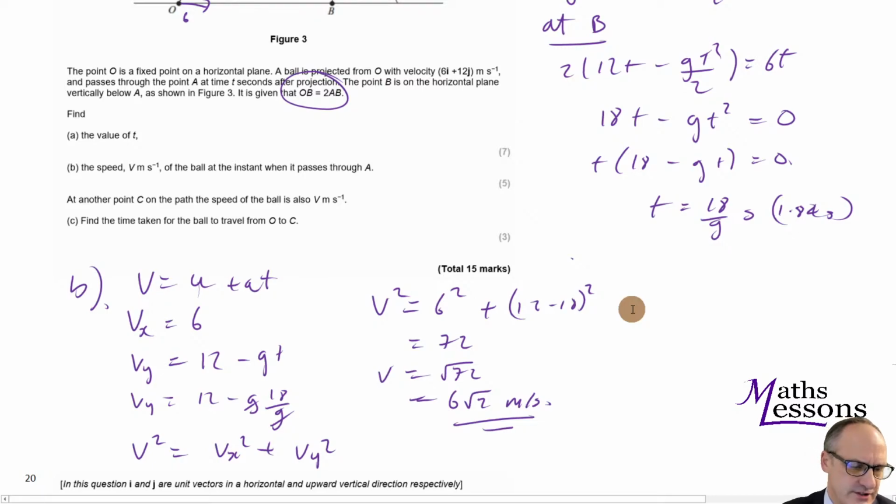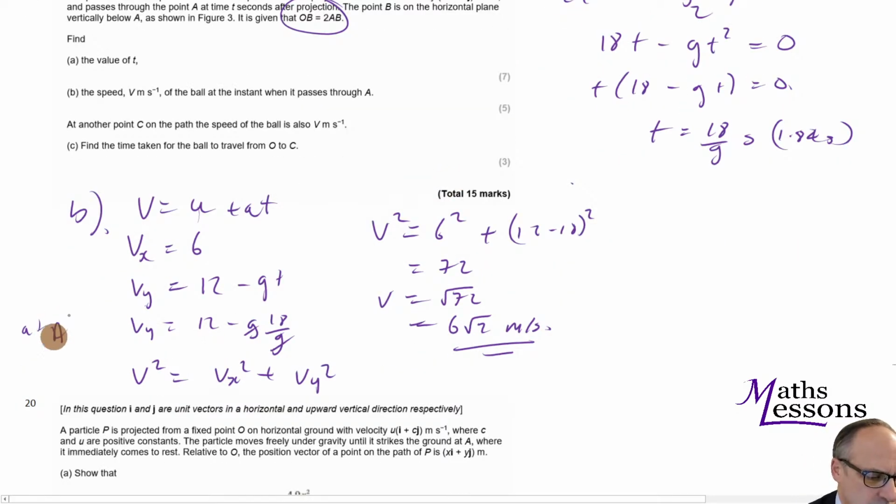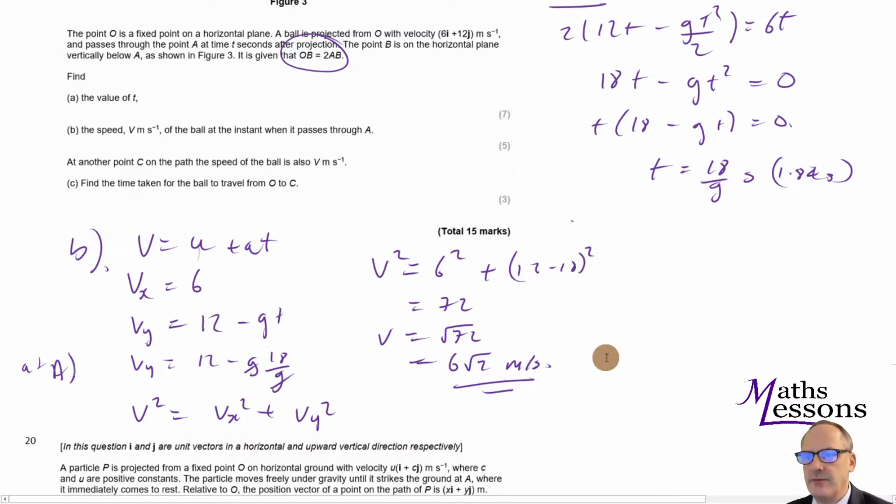Now, when we come to velocity, we're going to use v equals u plus at. The velocity in the x direction is 6. There is no acceleration in the x direction, so we just have 6 all the way through. The velocity in the y direction initially was 12, but it's affected by gravity, and that changes. So at A, I put the time into here to get the velocity in y. So v squared equals the x part and the y part squared, rooted, and I've just gone through and solved that.